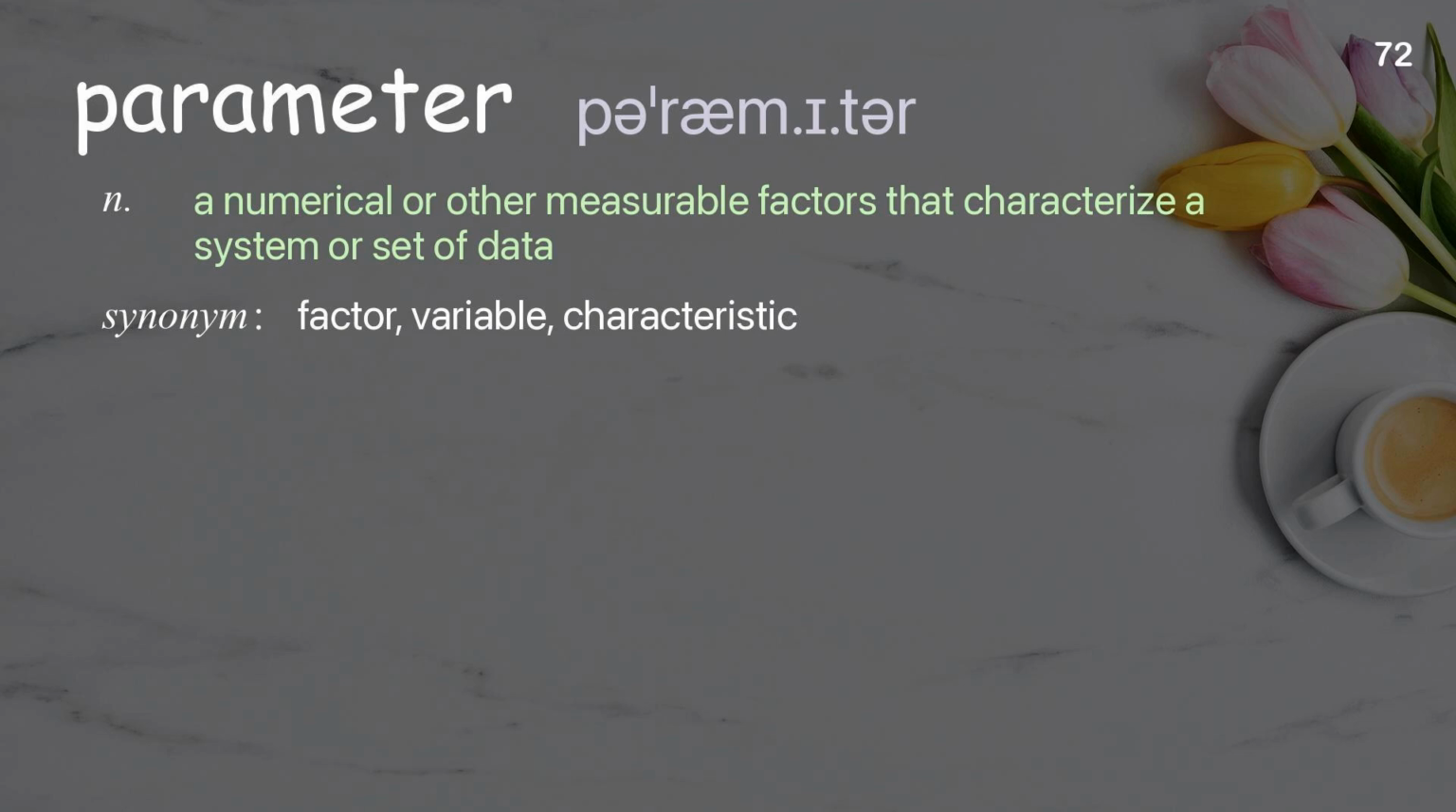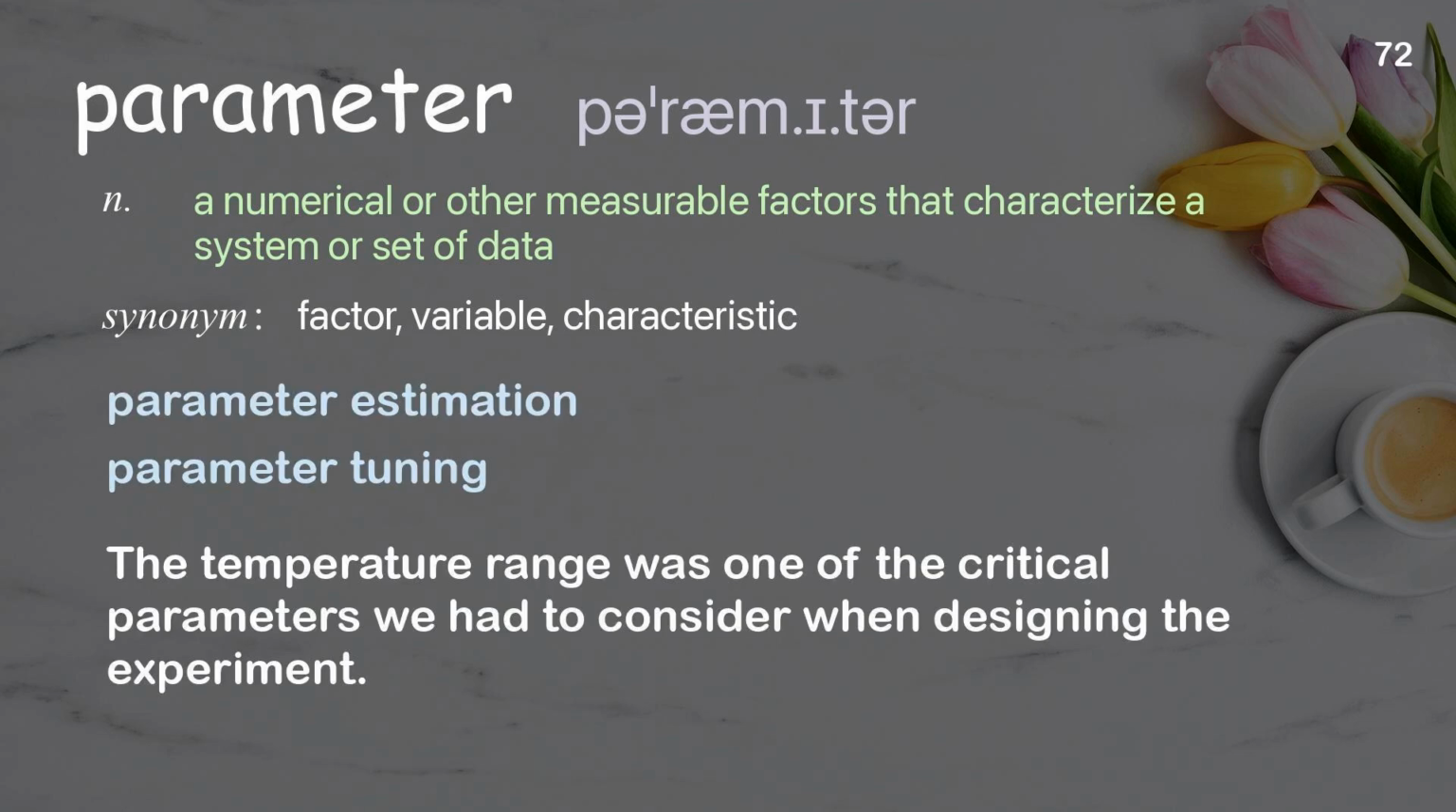Parameter. A numerical or other measurable factor that characterizes a system or set of data. Examples: Parameter estimation, parameter tuning. The temperature range was one of the critical parameters we had to consider when designing the experiment.